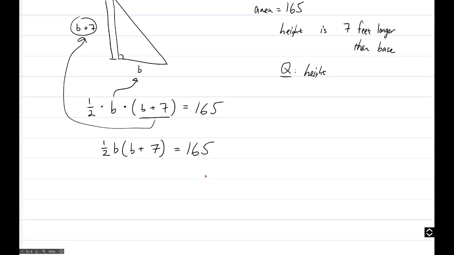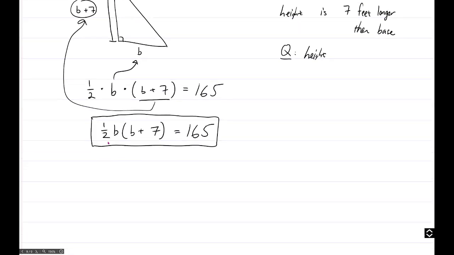Now you've got two options with this equation, and I just want to show both because people have different preferences. Some people will prefer to take the 1 half times b and distribute that to both these terms. That is fine, and you'll get 1 half b squared plus 7 halves b is equal to 165. That's one way to write it.